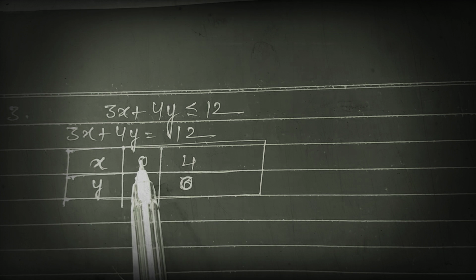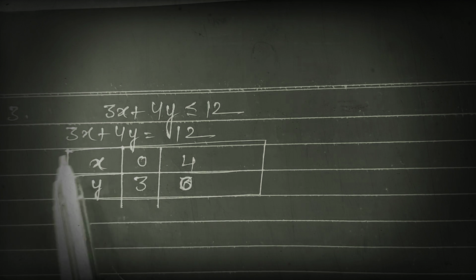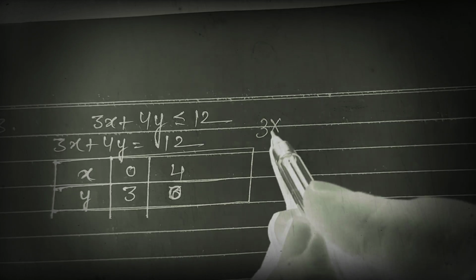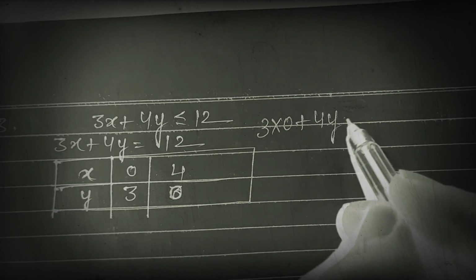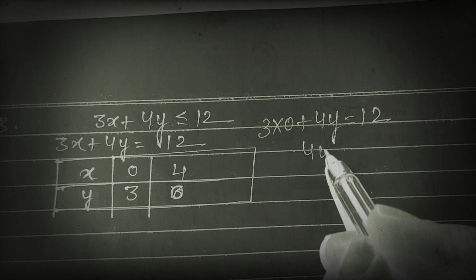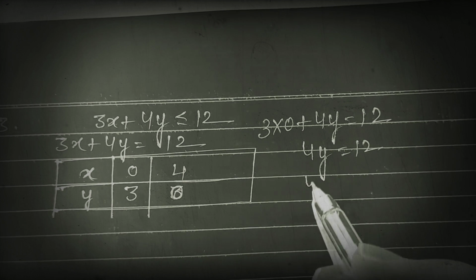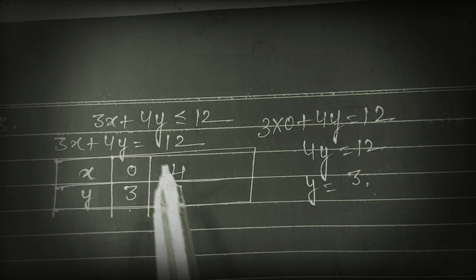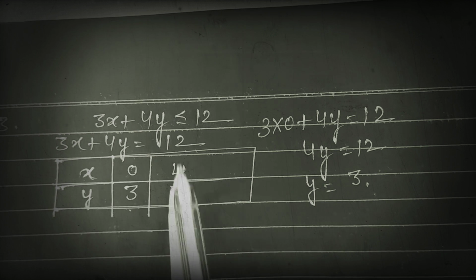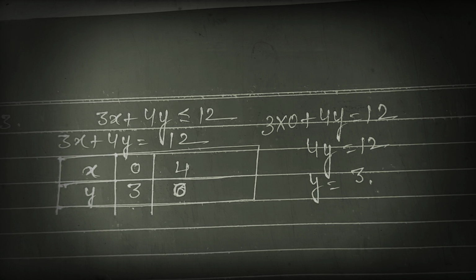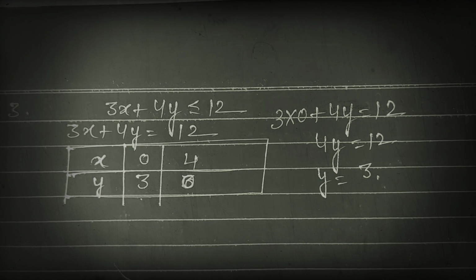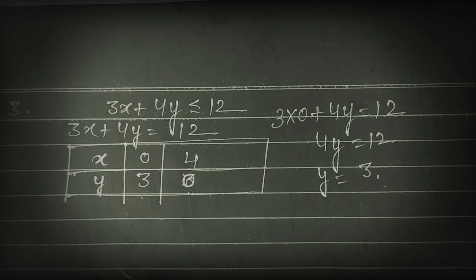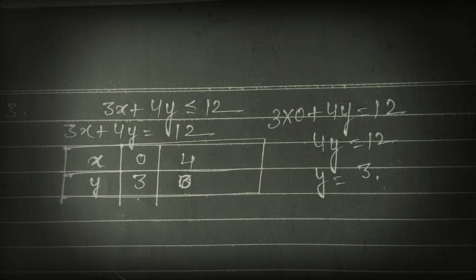Suppose x is equal to 0, y will be 3. If x is equal to 0, 3 into 0 plus 4y is equal to 12, then 4y is equal to 12, then y will be 12 upon 4, which is 3. If x is 0, y is 3. If y is 0, x will be 4. Now we will draw the graph of this. This is the x-axis.